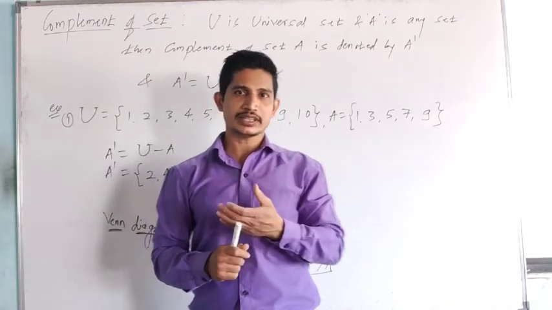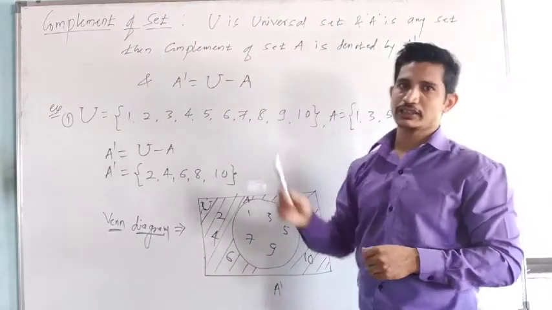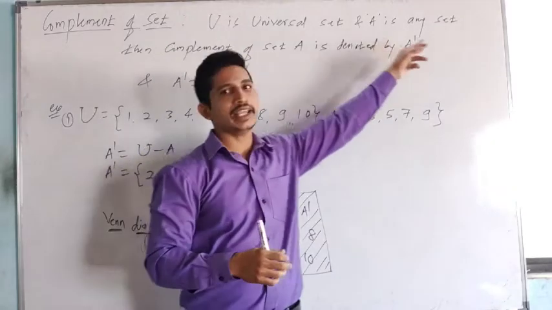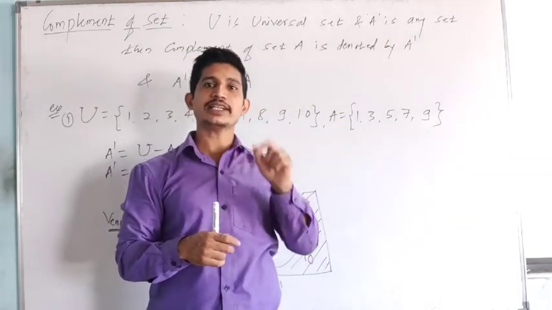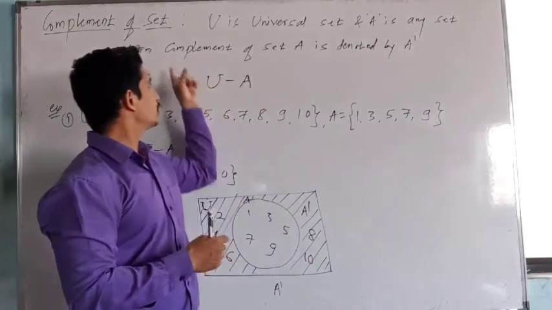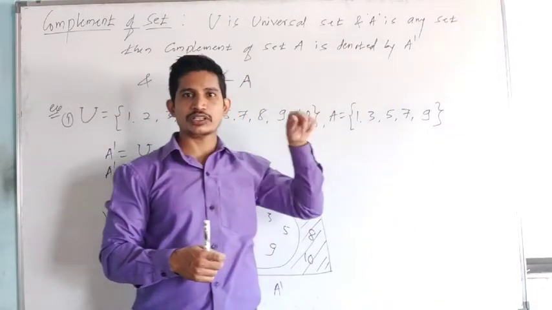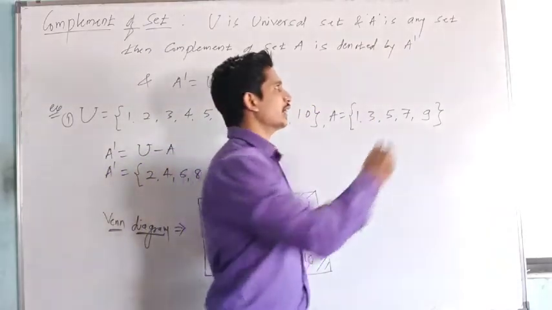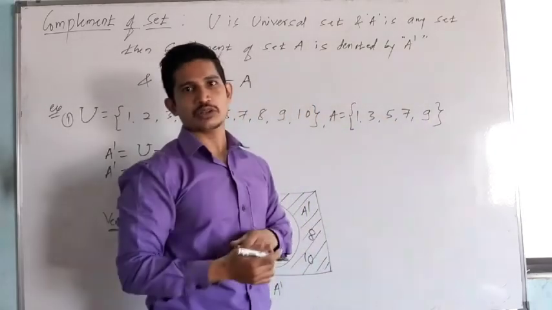Now the definition. Say U is the universal set and A is any set. Then the complement of set A is denoted by A dash. A dash means A complement.